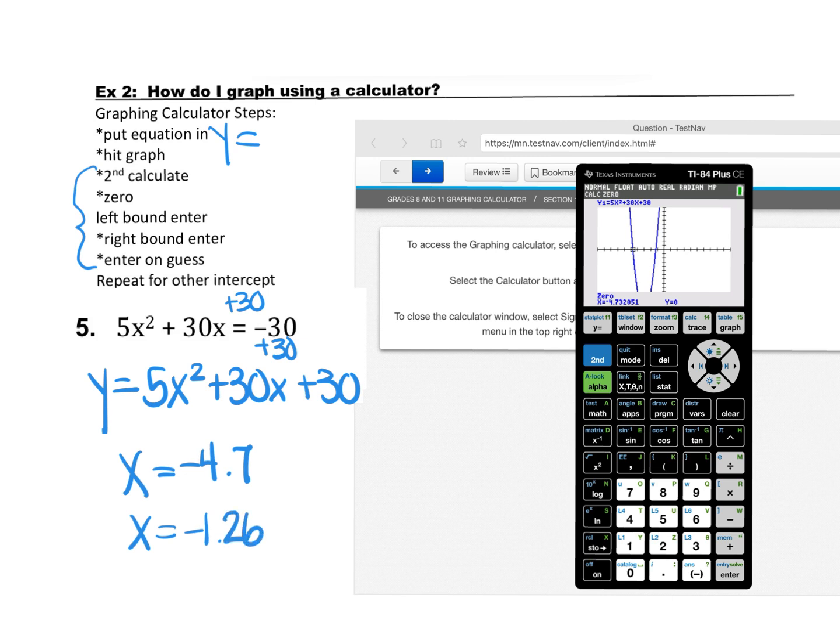All right, so in this lesson, we took a look at how to find the minimum and maximum, and then how to find the solutions by graphing them on the calculator.